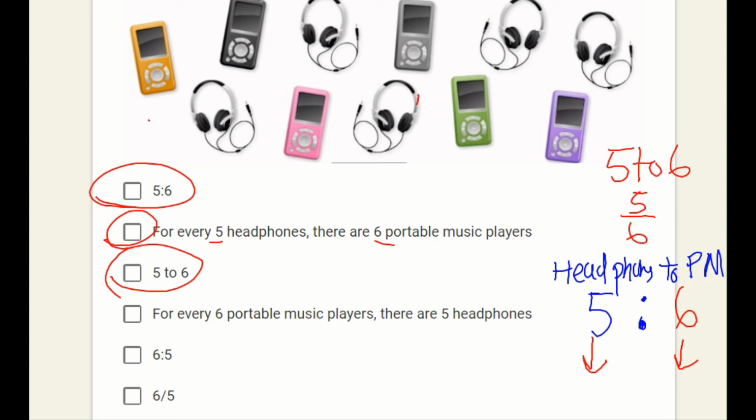Now this next one, and I know some people will pick this. For every 6 portable music players, there are 5 headphones. This is true, but this is the wrong answer because order is important. We have 6 portable music players when we actually should have headphones first. So this should say headphones. It should look like this one. It should say headphones, and then you should have portable music players. This ratio is in the wrong order.